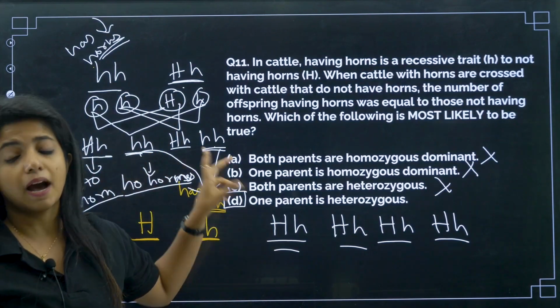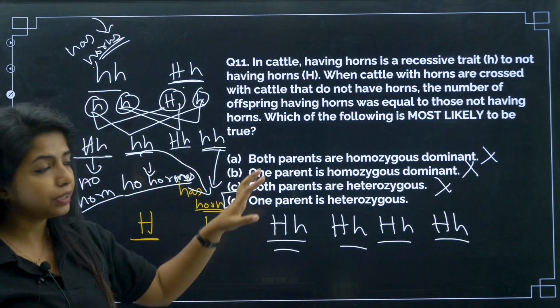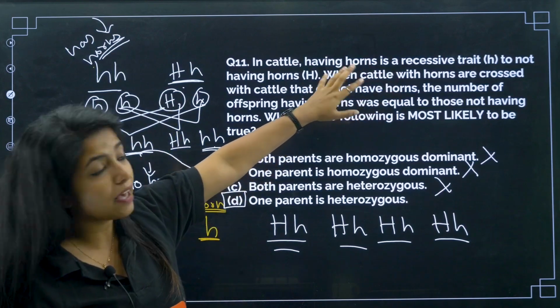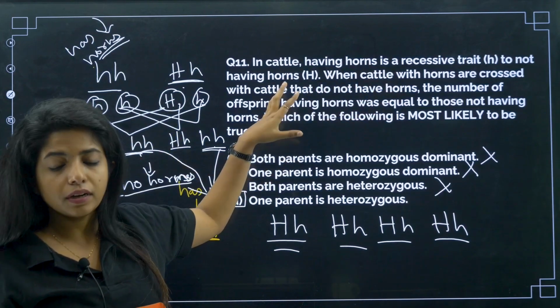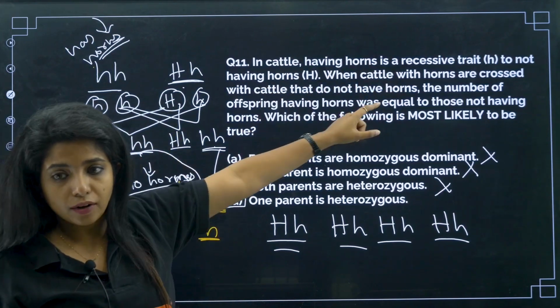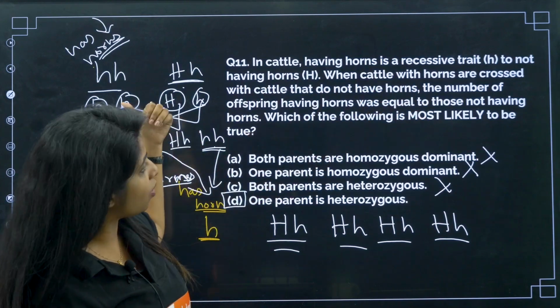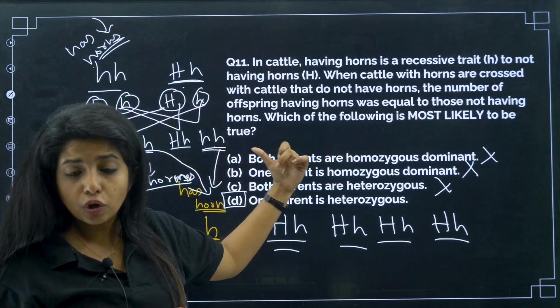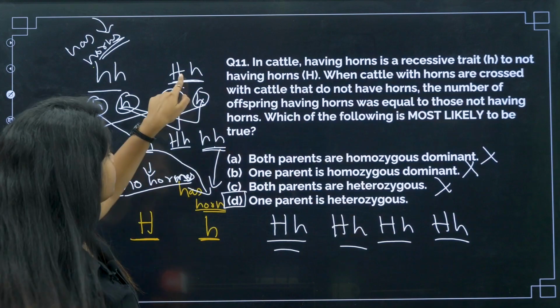So what was I saying? Yeah, you do not have to think too much. Over here it is mentioned having horn is a recessive trait, and the other one not having is a dominant trait, and over here you are crossing between the one having horn and does not have horn, and you are getting two equal types of progenies. That means it has to be conditioned like this.